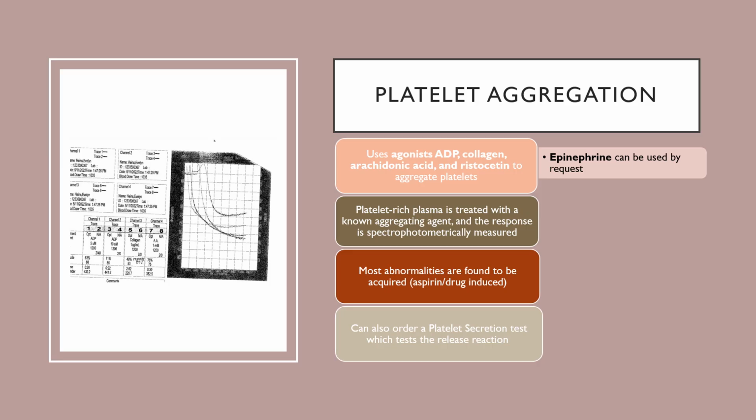Now, we use this platelet-rich plasma and add it to these little glass cuvettes. Once the agonists are added to the platelets, we can actually watch them in real time and see the response in a spectrophotometrically measured chart or graph. So to the left over here, and I think in our next lecture we have a better picture, each line represents a different agonist: ADP, collagen, arachidonic acid, and ristocetin.